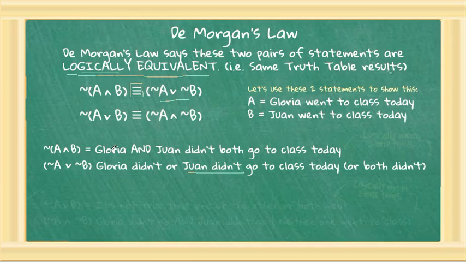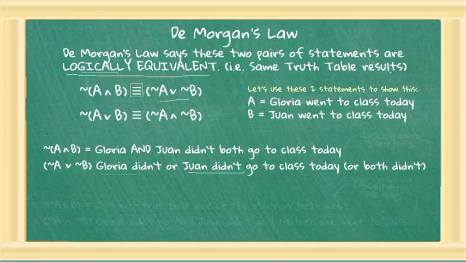Is that the same as what we had up here? Well, yeah. This could not have happened. Gloria and Juan did not happen. They didn't both show up. There's the and. That would mean they both showed up. The negation. So that means they both could not have shown up. One or the other, maybe, or none. This says either Gloria didn't or Juan didn't for sure. So at least one of them did not show up. So that means the exact same thing.